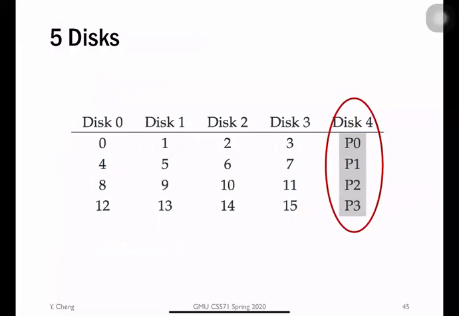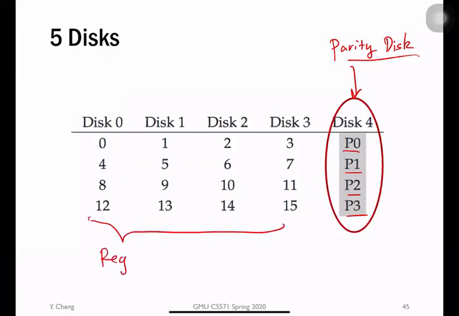So let's take a look at a specific example. Instead of having 4 disks, we introduce one more disk, which is called the parity disk. This disk number 4 is used to store parity. And over here, we have P0, P1, P2, and P3. These are the parities that are calculated by using the regular data. So all these are called regular data chunks, and this is the parity chunk.